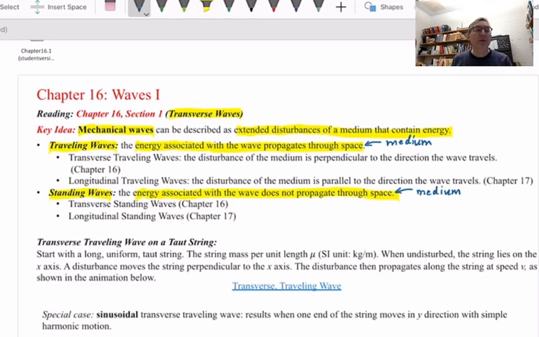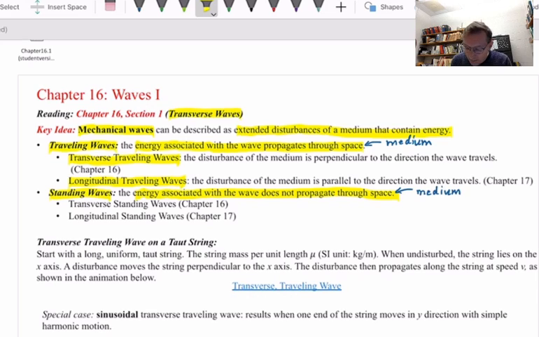Okay, now, within the categories of traveling and standing waves, we have further subcategories. This is just because of the richness of wave phenomena that we observe in nature. So let's go back to traveling waves. Those can be categorized two ways: a transverse traveling wave or a longitudinal traveling wave. Of course, the same thing will be true for standing waves. You can have transverse standing waves and longitudinal standing waves. Let's look at traveling waves first.